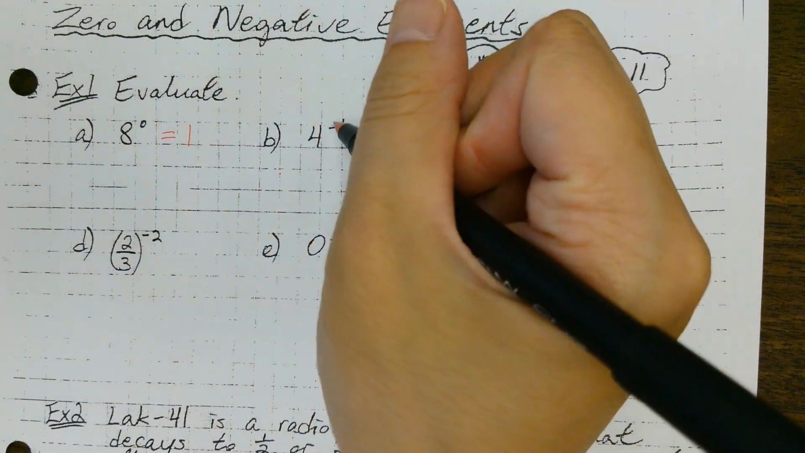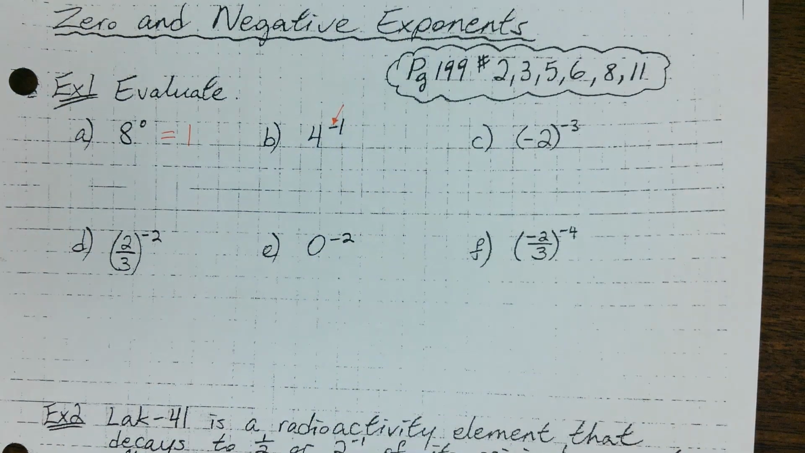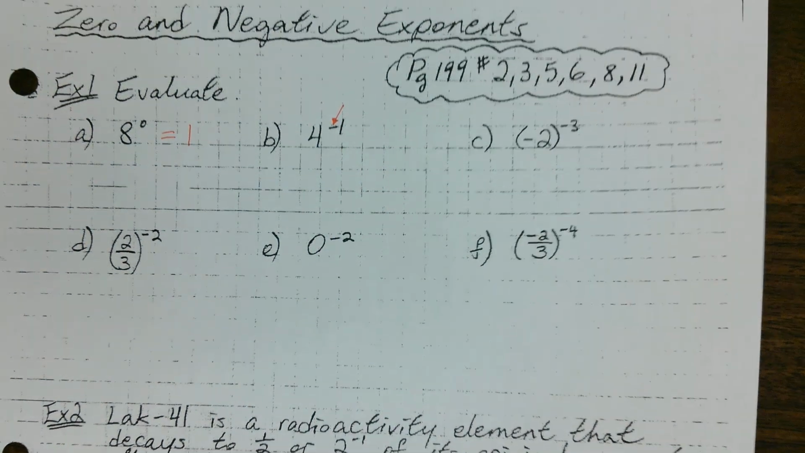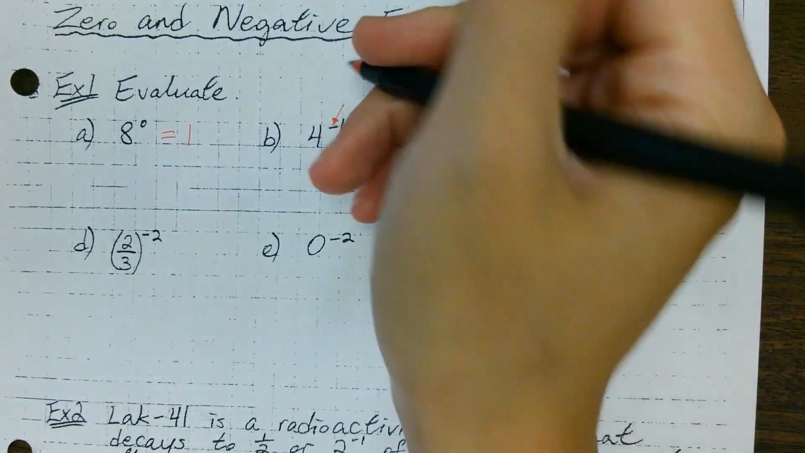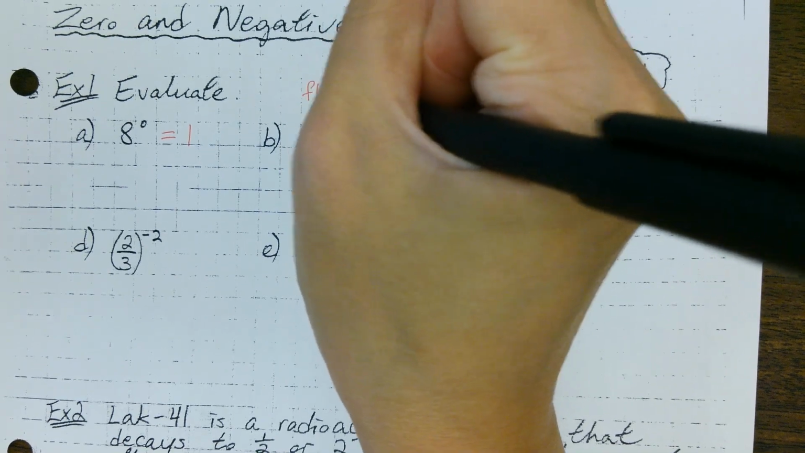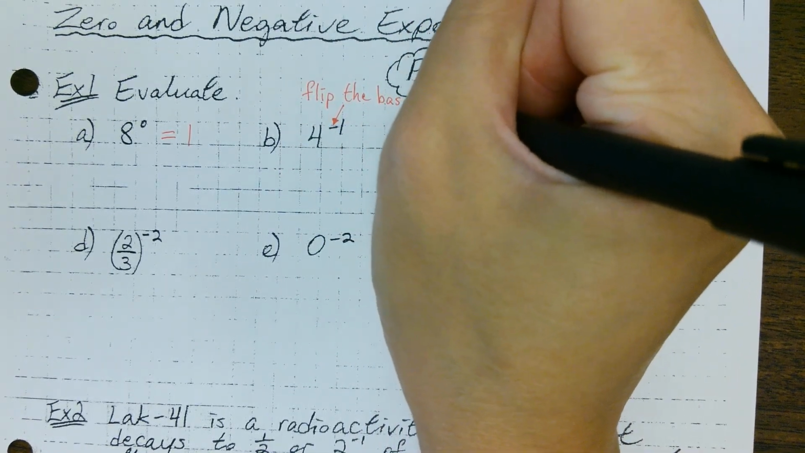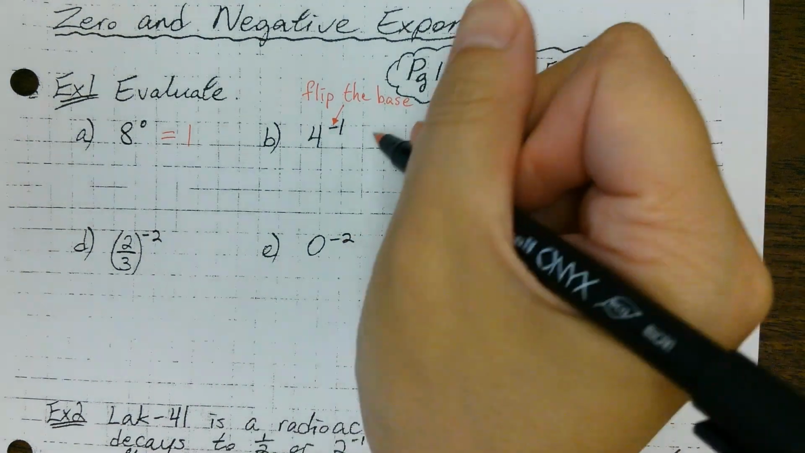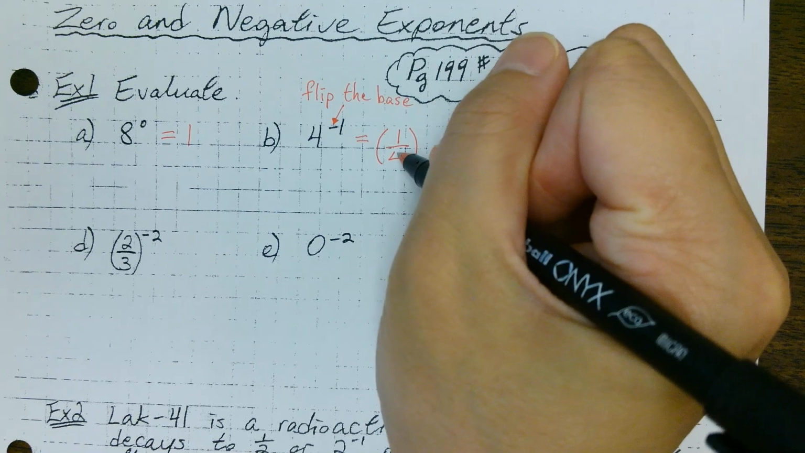What does a negative exponent mean? Okay, yeah. Is it going to be 1/4? Excellent. So whenever you see a negative exponent, you flip the base. What is my base number right here? 4. And if you flip it, what does it become? 1/4. Yeah, it doesn't become negative.